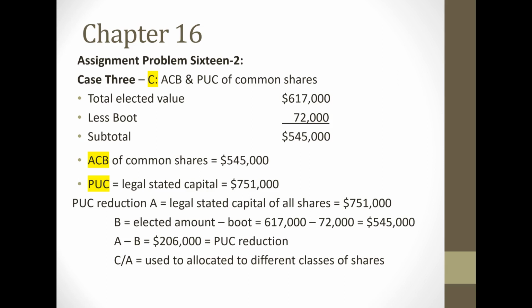So the PUC then will be the 751,000 minus the 206,000 PUC reduction. So the PUC for the common shares is going to be 545,000. And once again, this makes sense because this is also the same amount as the ACB of the common shares above. So that brings us to the end of this tutorial on how to determine the ACB and PUC on the Section 85 rollover.